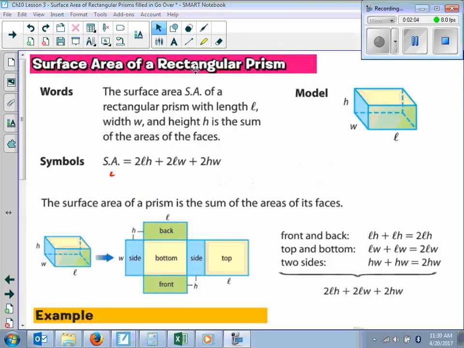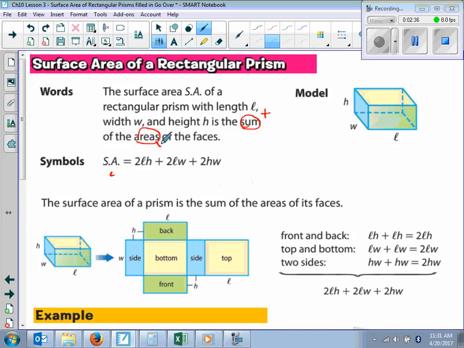The surface area of a rectangular prism. This is what we're talking about today. The surface area, or SA, of a rectangular prism with length L and width W and height H is the sum of the areas of the faces. In other words, sum, of course, means that we're going to add. Very good. We're going to add them. And then to find the areas, what are we going to do? We're going to multiply. Is everybody clear? So if I'm looking at this box here, we want to make sure we write down this formula.